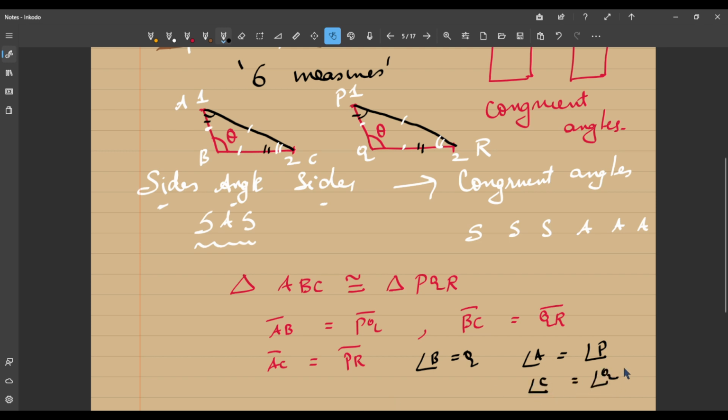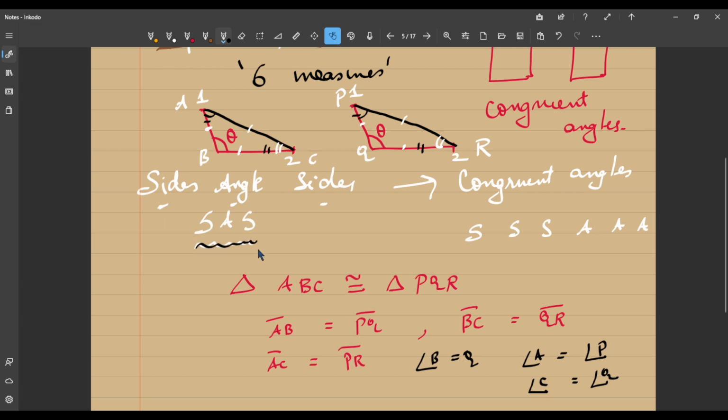And this is what we call corresponding parts of congruent triangles. Corresponding parts. AB corresponds to PQ. Line AC corresponds to PR. Right? So I hope you have followed this postulate now, S.A.S.